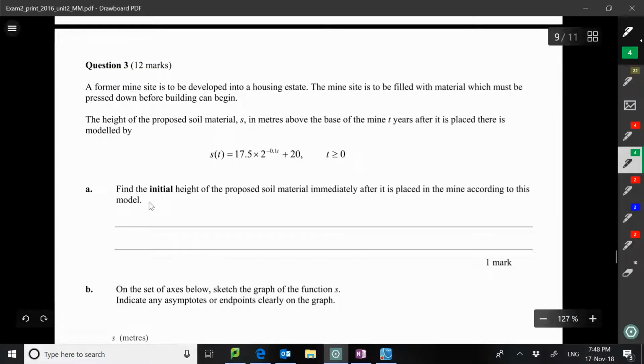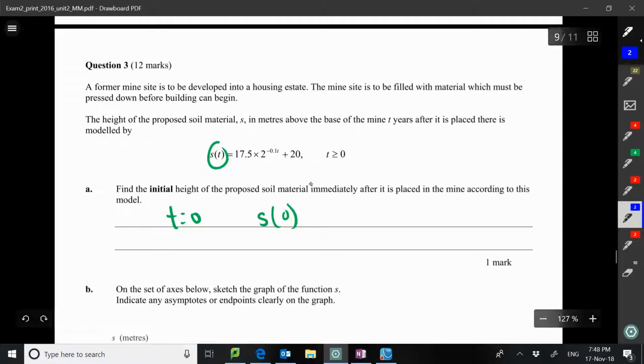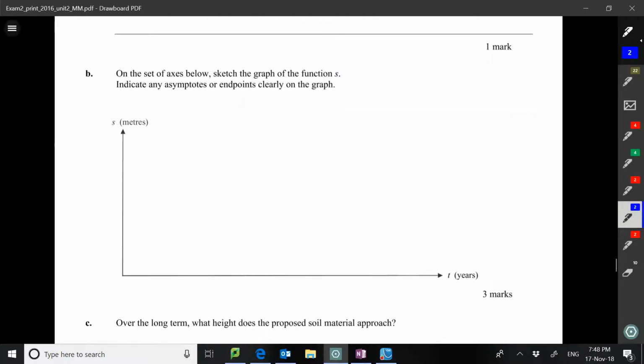Now let's answer the question. Find the initial height of the proposed soil. Obviously t is the time in years. Now the initial means when it first started, so t equals 0. So when t equals 0, find s of 0, because s of t represents the height. So I'll just go back and do f of 0, and it's 37.5 meters. It says s is in meters. So the height of the soil is 37.5 when it's initial. 1 mark, easy.